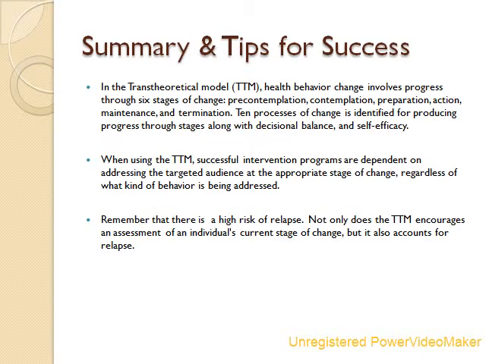So, in summary, in the Transtheoretical Model, health behavior change involves progress through 6 stages of change: pre-contemplation, contemplation, preparation, action, maintenance, and termination. And associated with this are 3 processes of change that have been identified for producing progress through stages, along with decisional balance and self-efficacy. And I just included 2 tips for successful behavior change for public health programmers when they're creating these intervention programs.